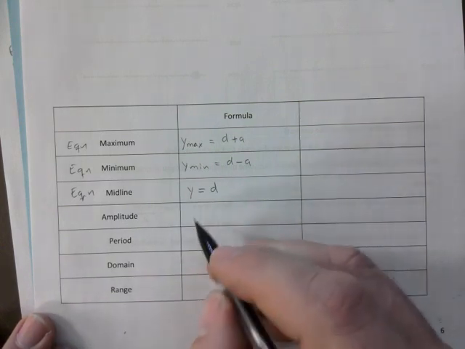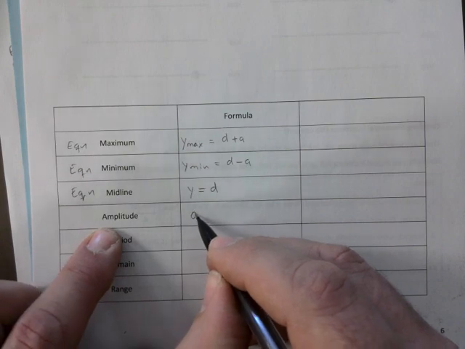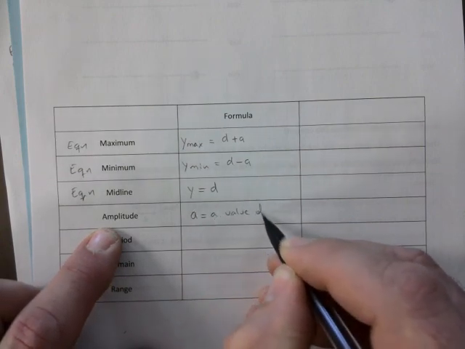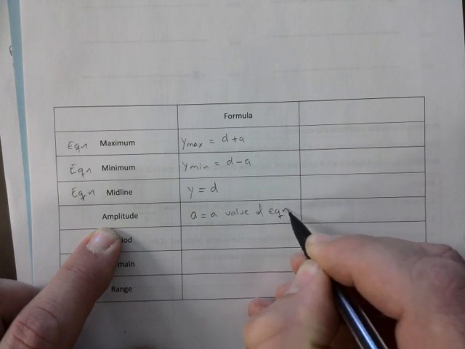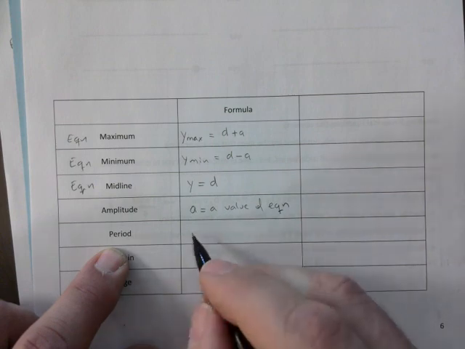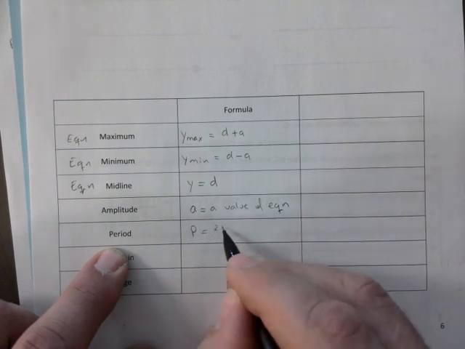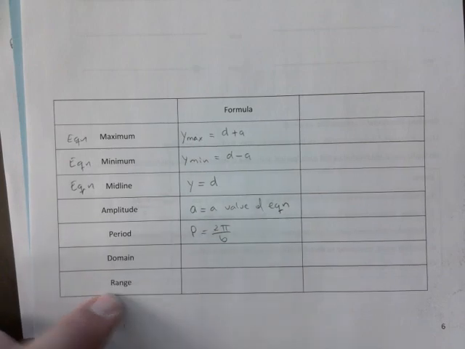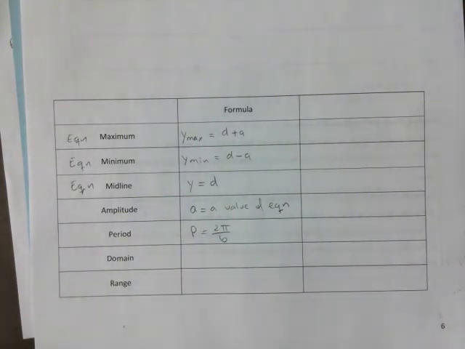Done. The amplitude is just a, a value of the equation. There is no formula really. It's just as simple as that. Period, you would use this one. Domain and range, same as before.